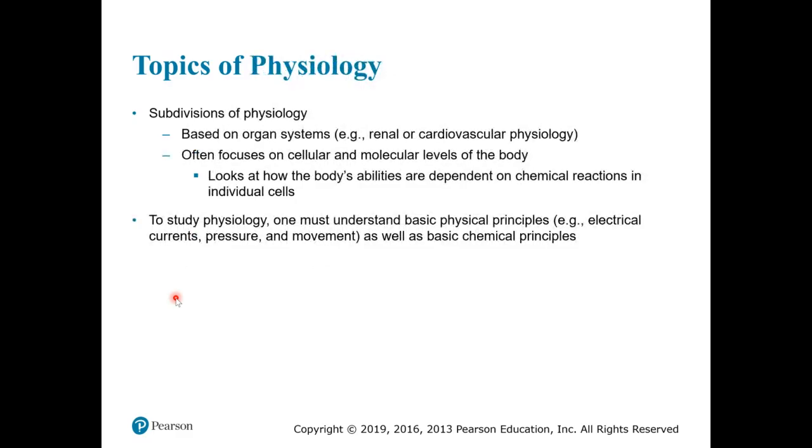Subdivisions of physiology. So a renal physiologist would study the urinary system. We already talked about cardiovascular. So physiology, just like it says here, looks at how the body's abilities are dependent on the chemical reactions in individual cells. Like I keep saying, this is the first actual content video. It depends on it. Physiology happens at the chemical level in individual cells. So we're going to start with the very basics of chemistry in the next chapter. And more on that, of course.